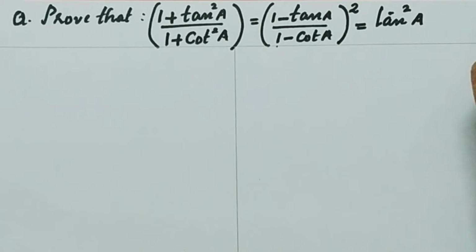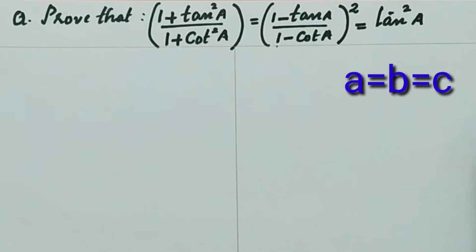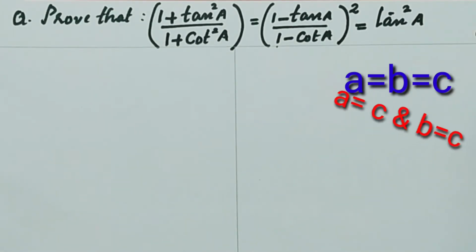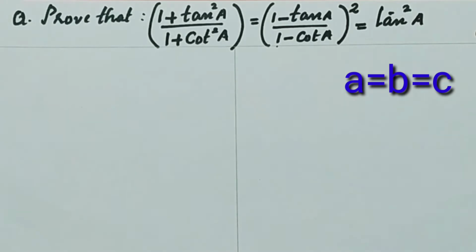Remember, suppose you are given an expression A equals B equals C. So how to prove this? You need to prove A equals C, and in the same way B equals C also you need to prove. Both the expressions you need to prove separately.